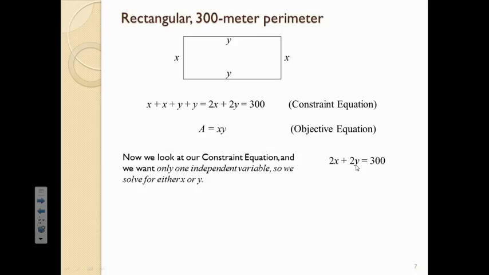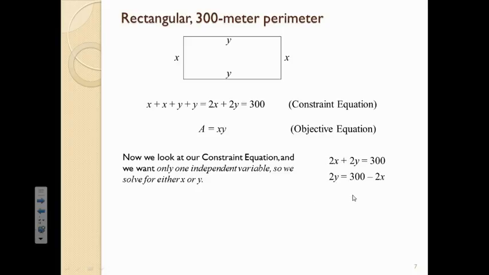So we start with 2x plus 2y equals 300. And what we want to do is to solve this for either x or y. We want to solve it for one variable, or one independent variable. It means the same thing. Solve it for x or for y. Now usually when I do this in class, I solve it for y because most times students are used to working in terms of x. That'll keep everything in terms of x, which is what we're more accustomed to.